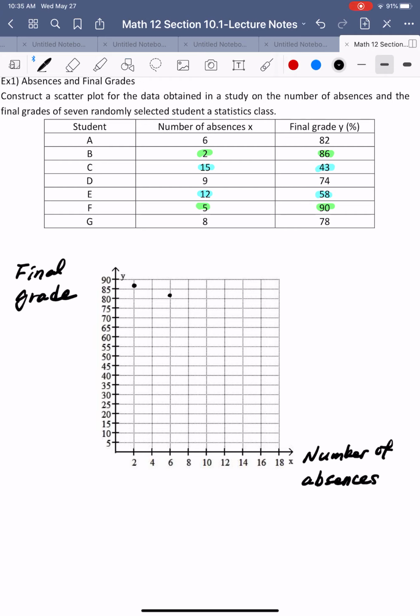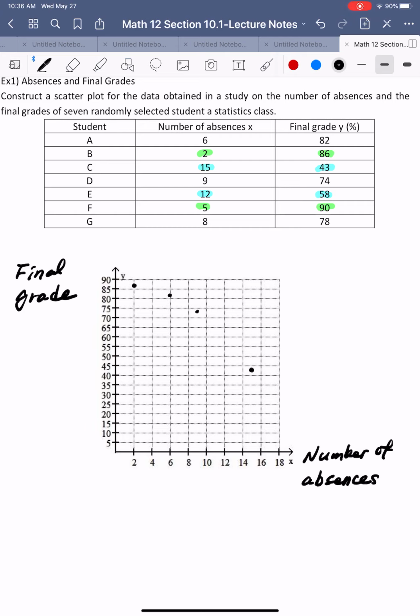And then the C students got 15 absences, so that's a lot, right? And then they got a 43. Okay, so 43 about here. And then the D students got 9 absences, and then the 74. So go up to 74 right here.